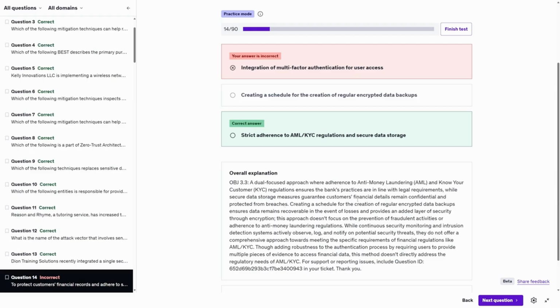Creating a schedule for the creation of regular encrypted data backups ensures data remains recoverable in the event of losses and provides an added layer of security through encryption. This process doesn't focus on the prevention of fraudulent activities or adherence to anti-money laundering regulations. I'll leave up this explanation for about 5 seconds.